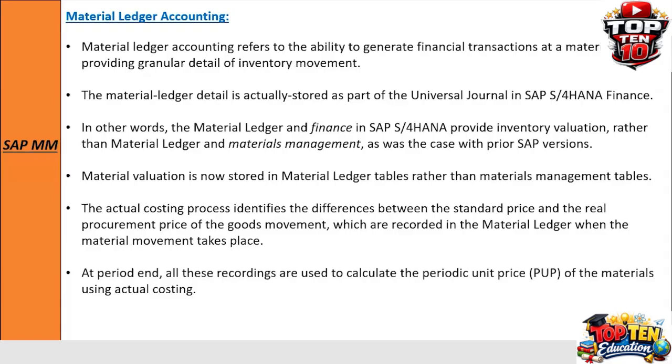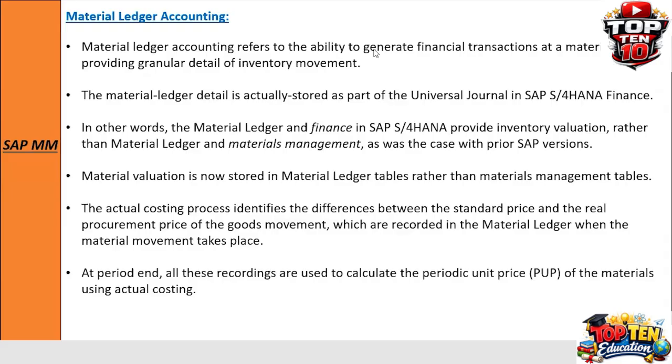One is general ledger, the second is material ledger. By the name itself, there is one understanding. Material ledger means the ledgers which are there specifically for the materials. It refers to the ability to generate financial transactions at a material level so that we can provide smaller detail of the inventory movement.